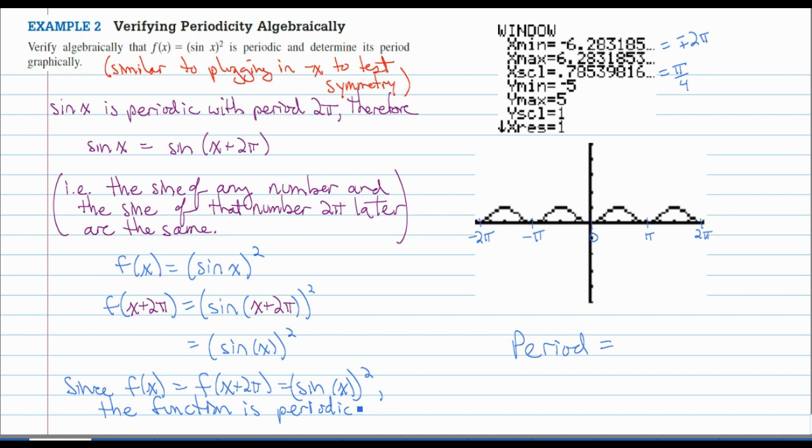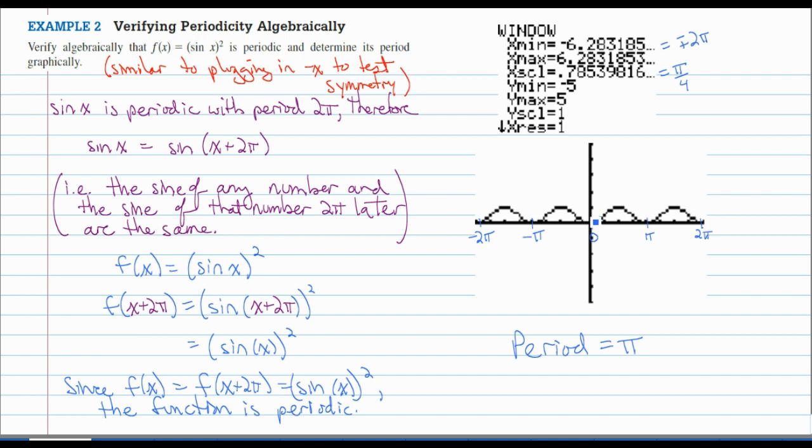Now, just because a function has the same value every 2 pi doesn't mean its period is 2 pi. As you can see in the example over here that I graphed, y equals the sine of x squared, specifically in the typical window I use on the calculator, negative 2 pi to positive 2 pi for my x min and x max, and my x scale is pi over 4, and my y min I use is negative 5, and then my y max is positive 5. As you can see, the period of this function is pi.